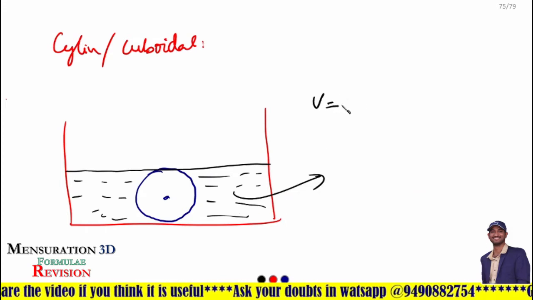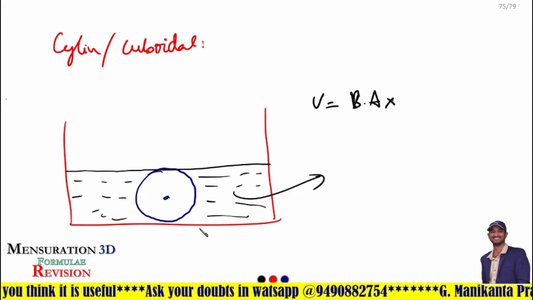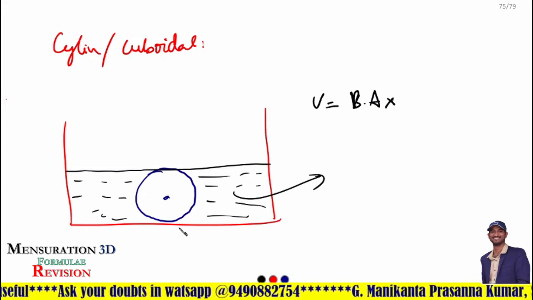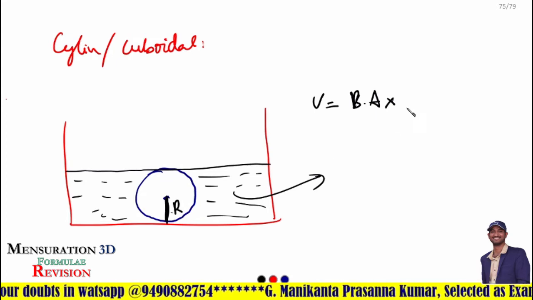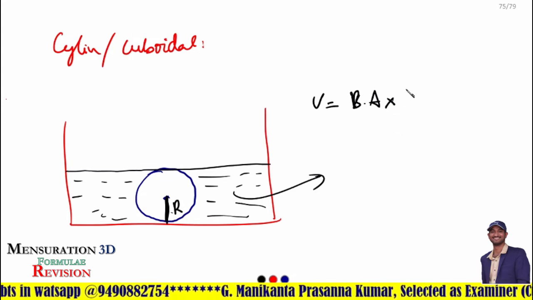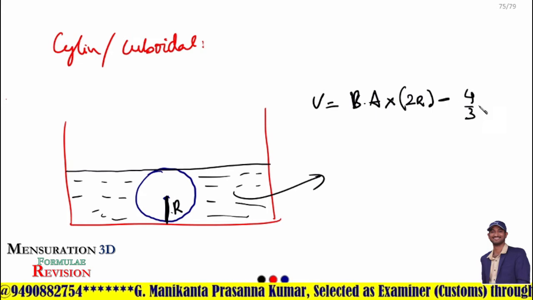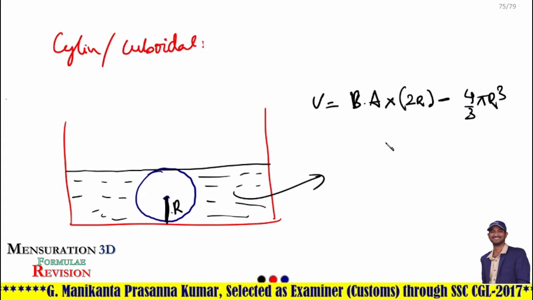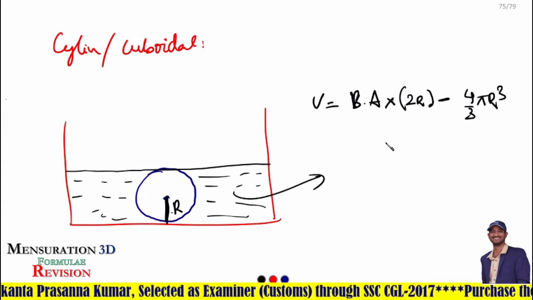It is equal to base area times height. If it is a cuboidal tank, then the base area is a rectangle. If it is a cylindrical tank, then the base area is circular. And if the radius of the spherical ball is R, then the volume is base area into 2R minus 4/3 pi r cube. 4/3 pi r cube is the volume of that spherical ball. This is very easy in the case of a cylindrical or cuboidal tank.